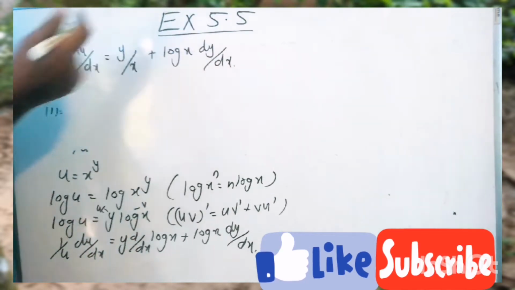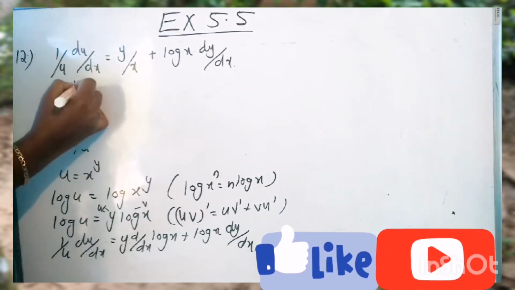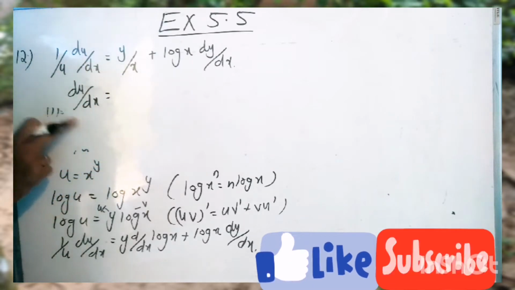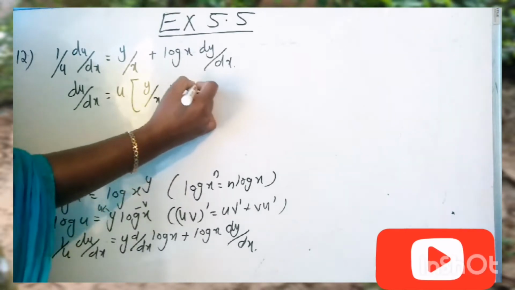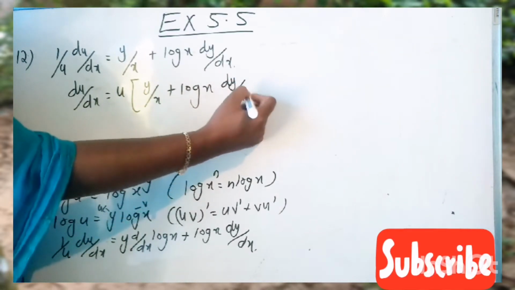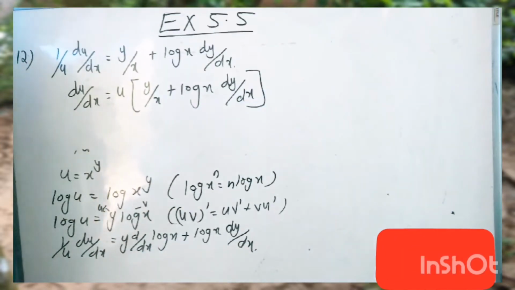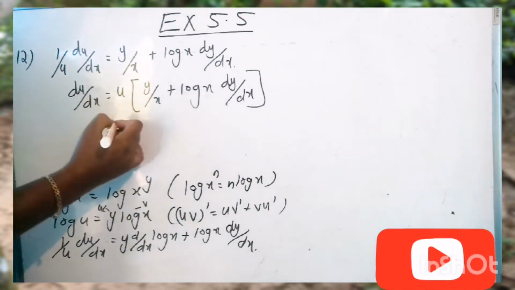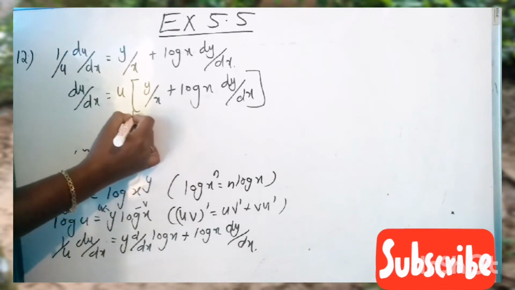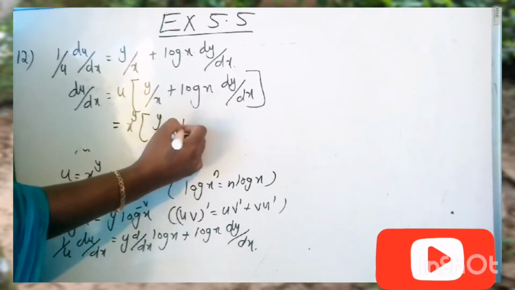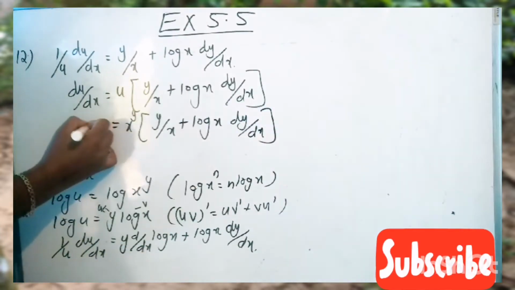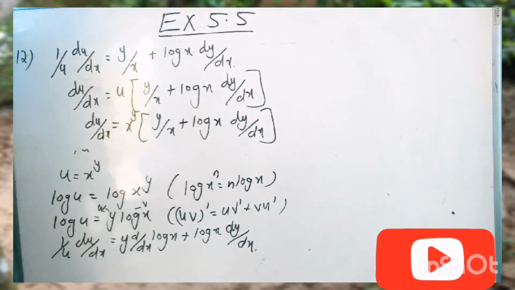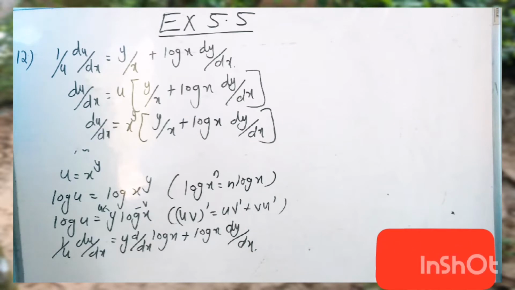Now take this u to the RHS. Then du by dx is equal to u into y by x plus log x into dy by dx. What is our u? x raised to y. So the value of du by dx is equal to x raised to y into y by x plus log x into dy by dx.